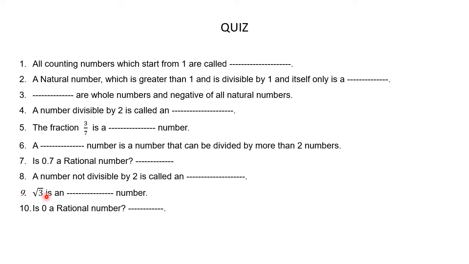Ninth question. Root 3 is a dash number. The answer to this is irrational number. Root 3 is an irrational number. 10th question. Is 0 a rational number? The answer to this is yes. 0 is a rational number because it can be written as a fraction like 0 upon 1.